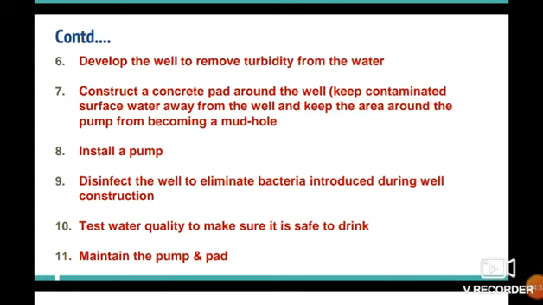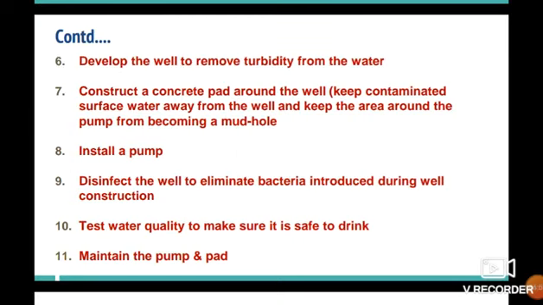So the 10th step is testing the water quality to make sure it is safe for drinking. If the well is being constructed in our house, we do not make the test, because it is not necessary there, but in some critical areas it is necessary. And the 11th step is maintenance of the pump and pad.